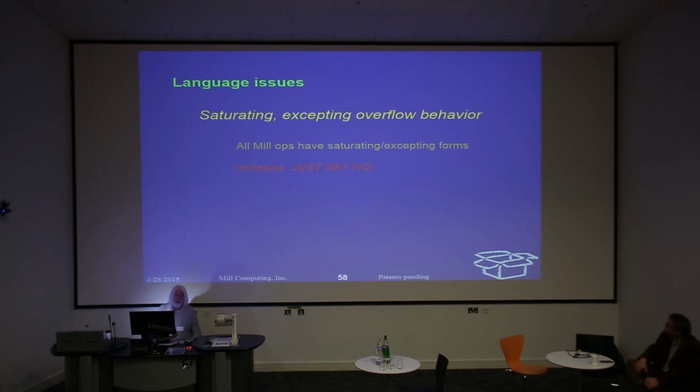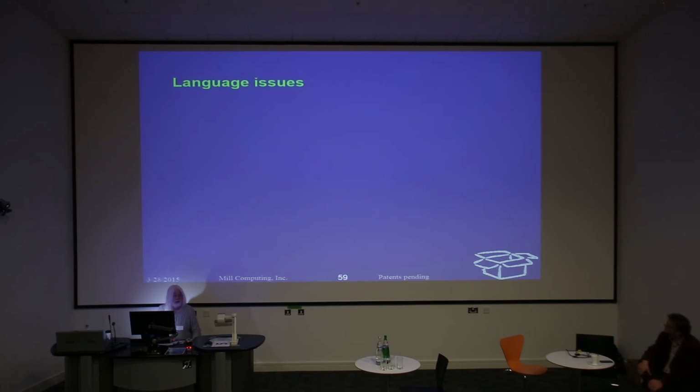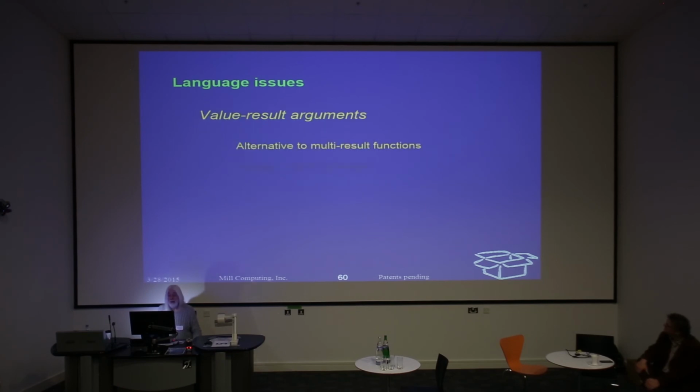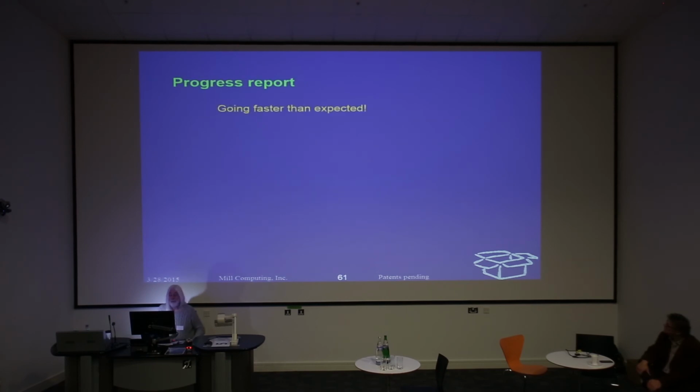There are a set of language issues that we really want to, when we have it working with LLVM, propose to the language committees. We need things like saturating exception type builders, or would like to have them. But that requires a type promotion lattice, and you know what work that will be in the front end. Multi-result calls are a similar issue. Value result arguments also are a problem, and again, not supported by C.